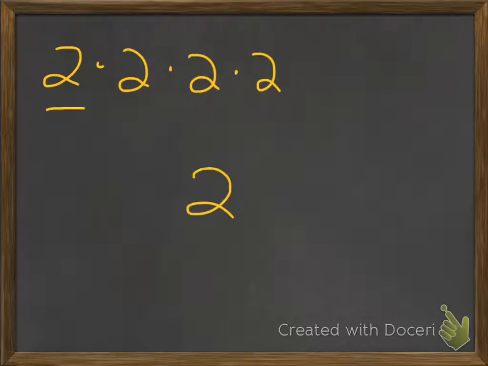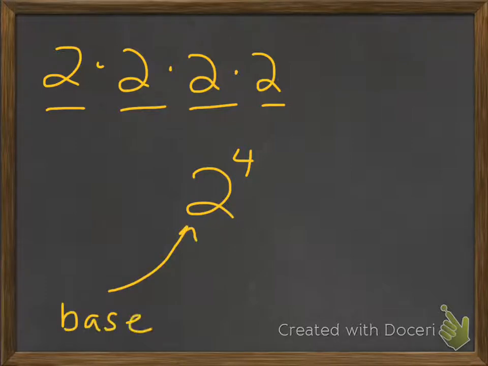So instead of me writing 2 times 2 times 2 times 2, that's a lot of writing. So we come up with this way of simplifying it, and we said 2 to the, and there's 4 of them, so we say 4th power. So it's a way to shorten our writing down into new symbols, okay? And so this one they said was the base, and that number up there is called the exponent.